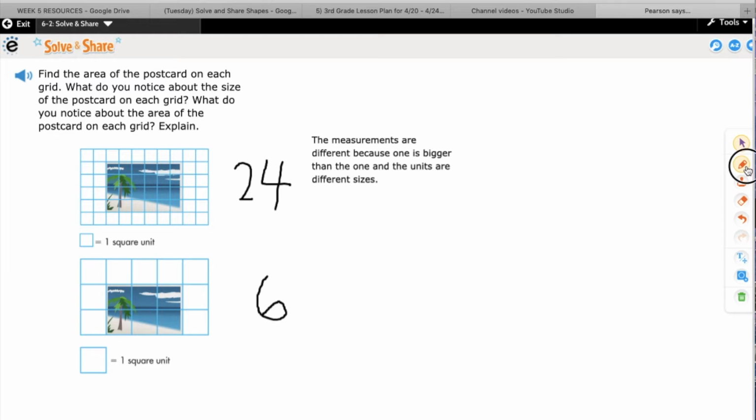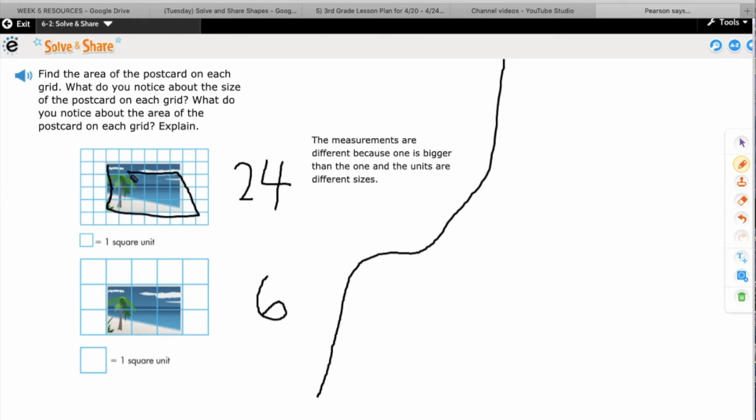Going to your look back, do your look back on this page too. Okay, your look back says, are the measurements of the areas of the postcard shown above the same? And explain. So are the areas the same? Well, this one was 24 and this one was 6. But even though, I mean, technically they're the same, if you guys see what I mean.